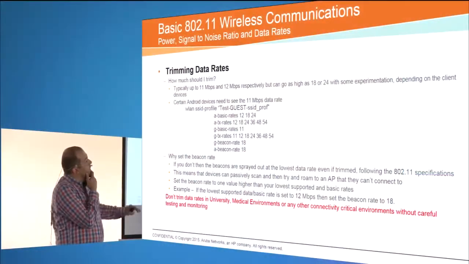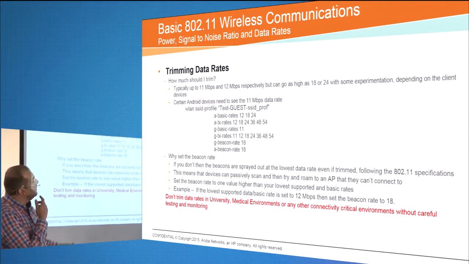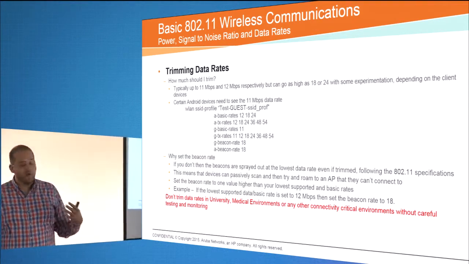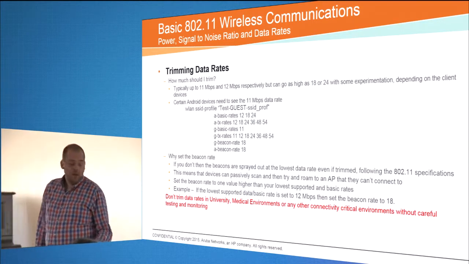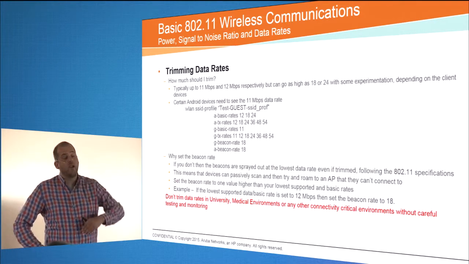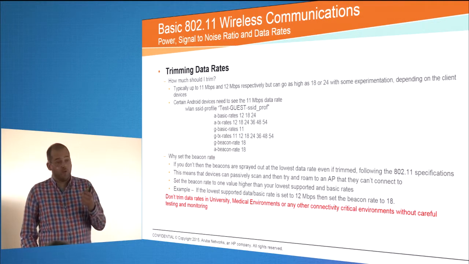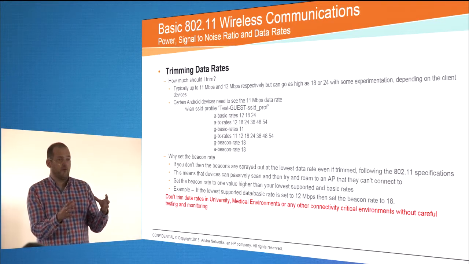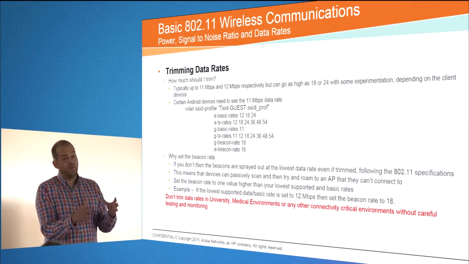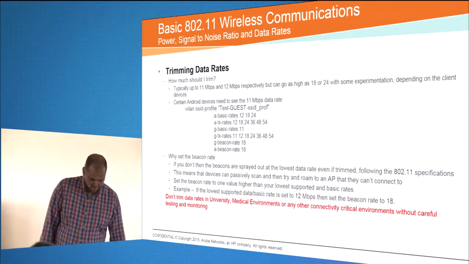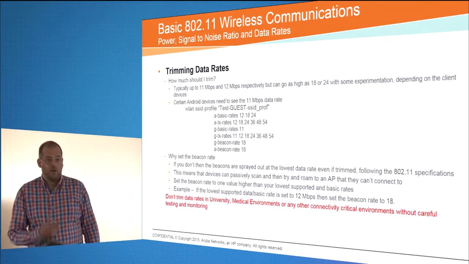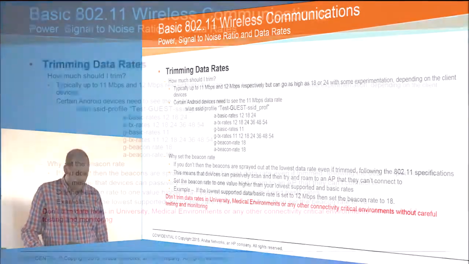So we have some example configuration. You see here all the data rates below 11 are cut out. Another thing that will improve roaming is the beacon rate. You can set it at the same 11, but we recommend to put it one level higher, so you can put it on 18, because that will limit the cell size of your access point. Clients need to be closer to your access point to hear the beacons and to pick that access point as a candidate to roam to. Again, extreme care is required in very critical environments like hospitals and medical.